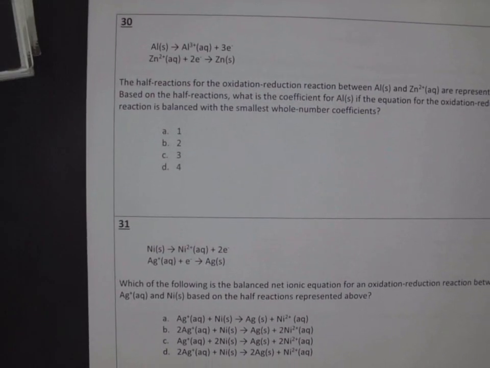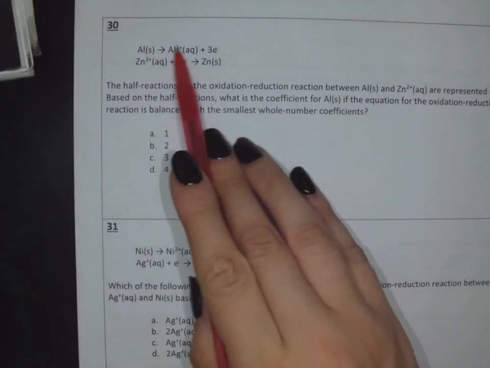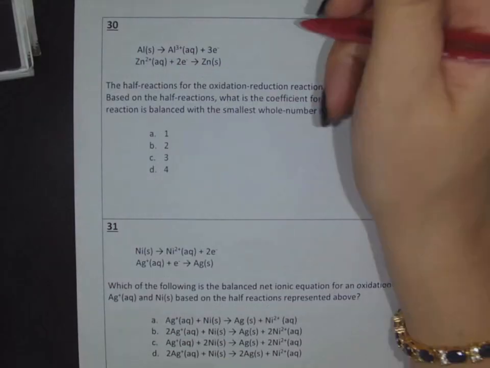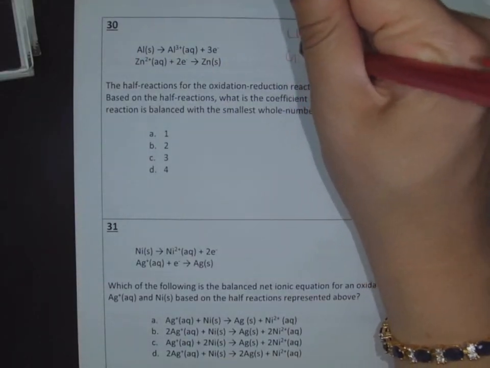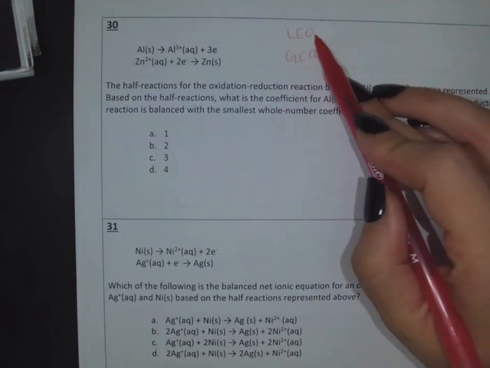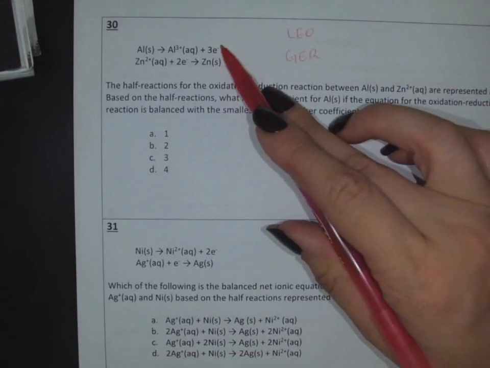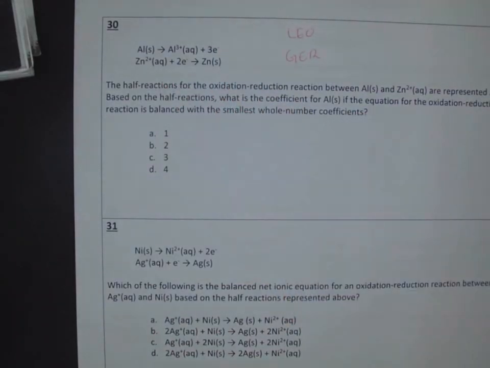All right, we have half reactions here. This first one, we are losing electrons. Leo, the lion, says grr. So losing electrons is oxidizing, so this is the oxidation half reaction. Gaining electrons is reducing, so this is a reduction half reaction. And we want to know what the coefficient is going to be in front of the aluminum when we balance these two half reactions, when we put them together.